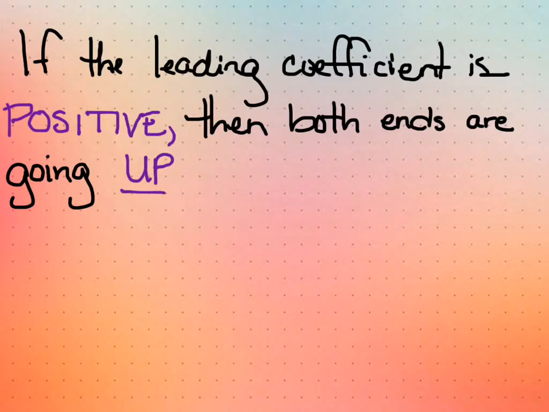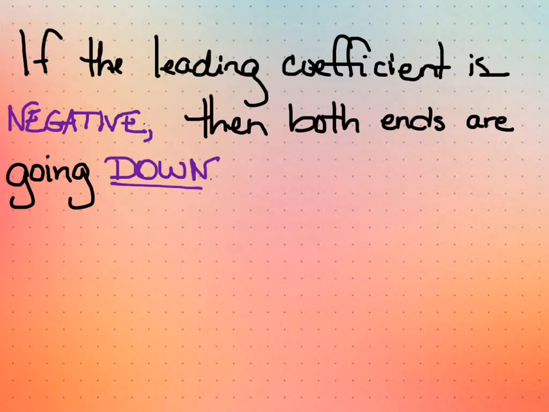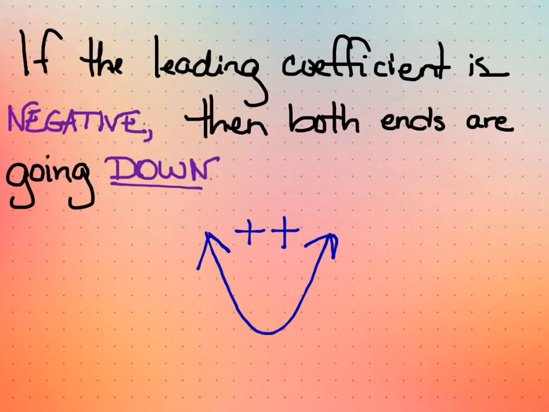Okay? If the leading coefficient is positive, then both ends are going up. If it's negative, then both sides are going down. So think of a parabola. We studied parabolas earlier this year. If the leading coefficient is positive, both sides are going up. If the leading coefficient is negative, both sides are going down.